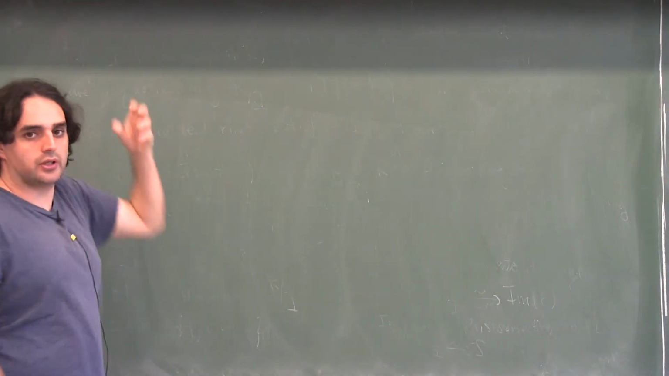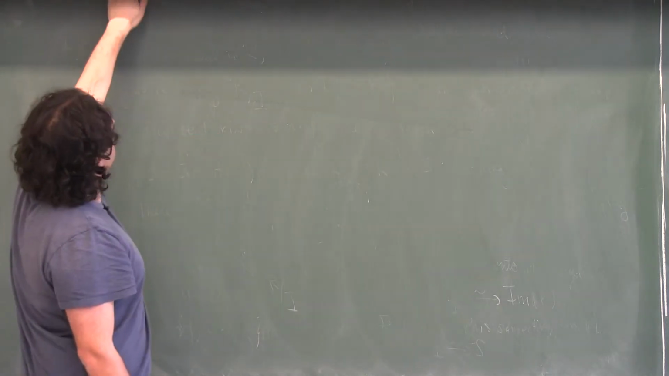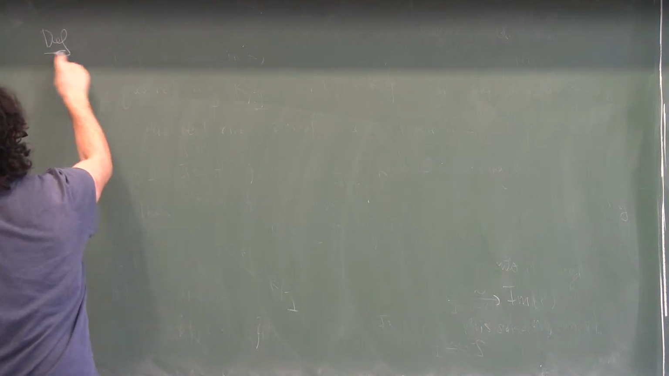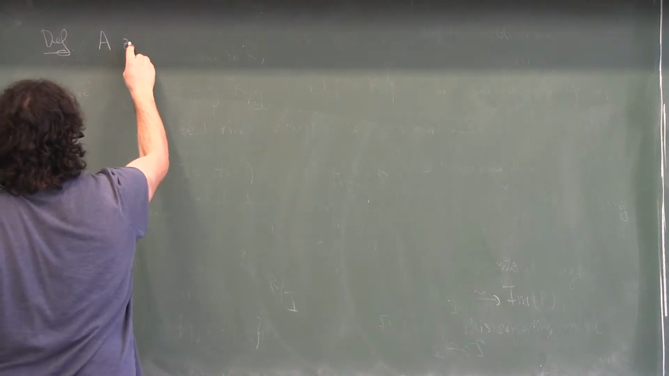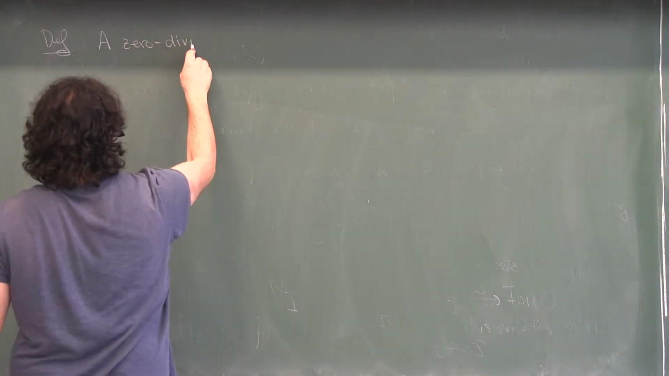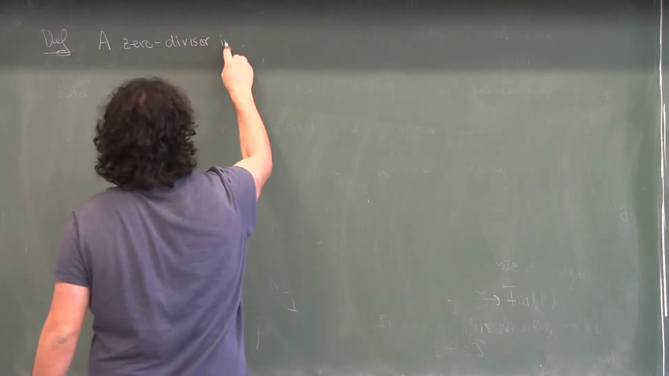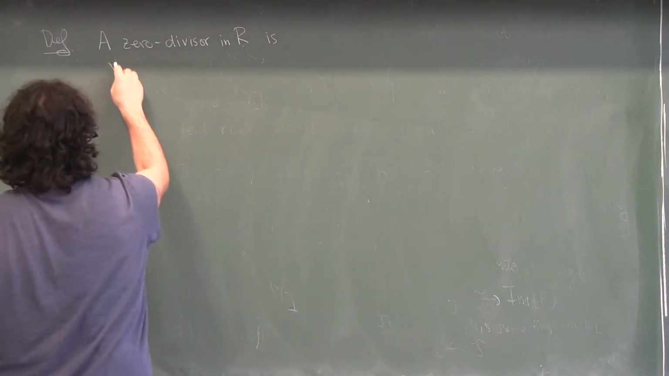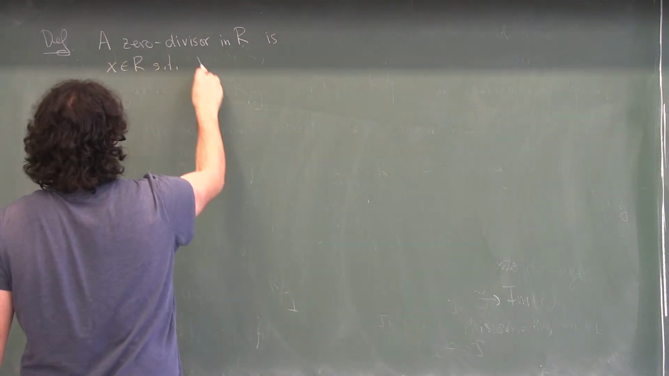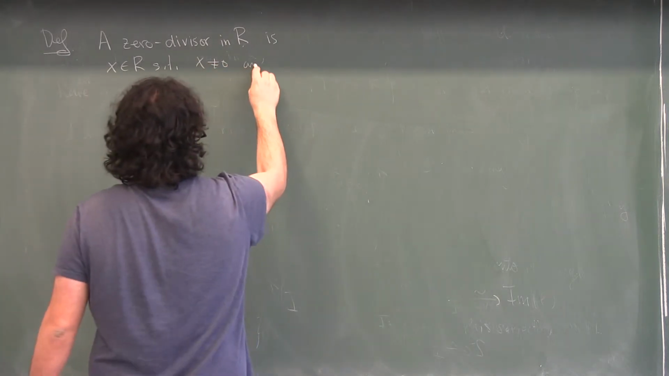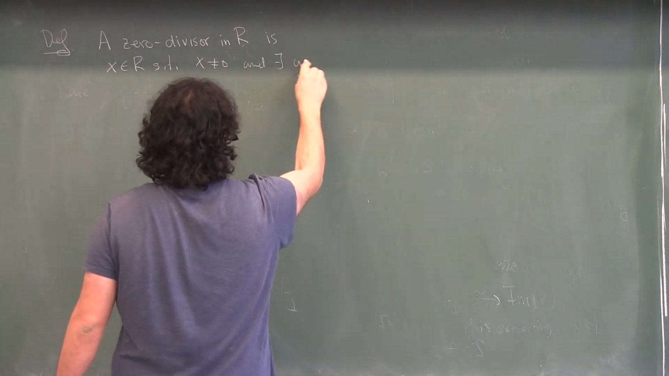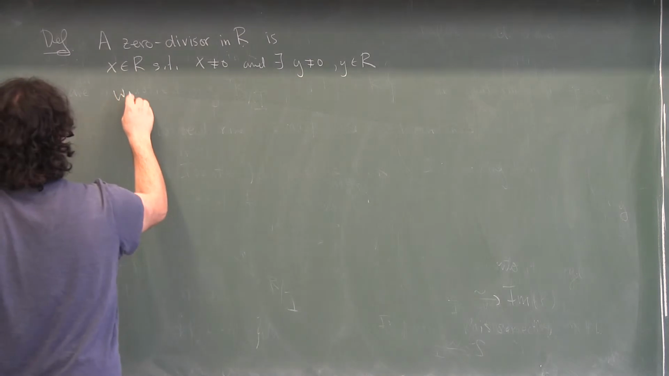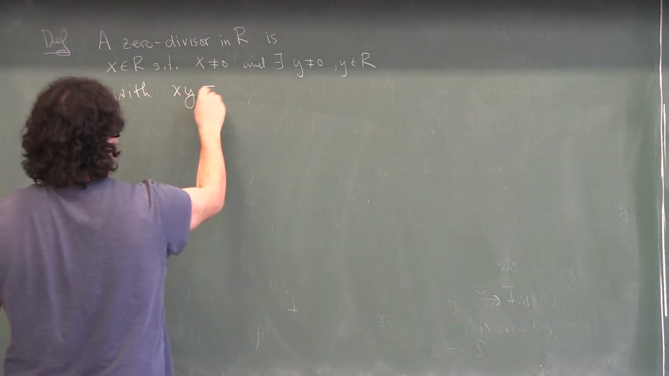So units are kind of like good elements. Now there are some bad elements too. So definition, a zero divisor in R is x in R such that x is non-zero and there exists y non-zero in R with x times y equal to 0.